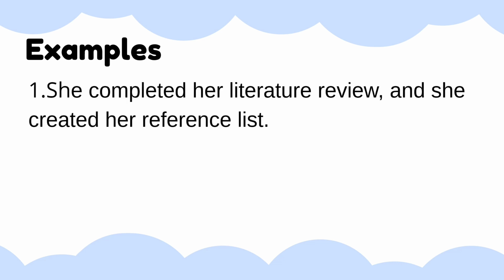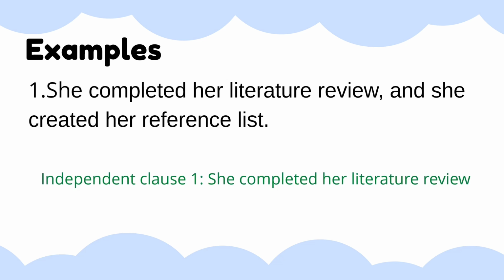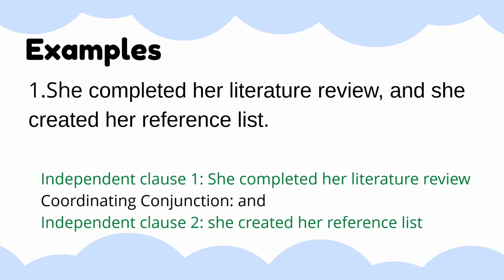Let's study the following examples. The first one, she completed her literature review and she created her reference list. This compound sentence has two independent clauses and one coordinating conjunction. The first independent clause is, she completed her literature review. The coordinating conjunction is and, the second independent clause is, she created her reference list.